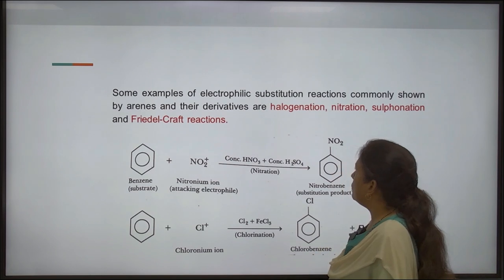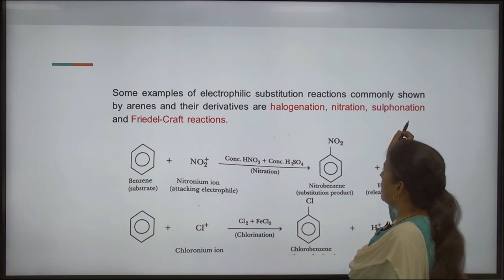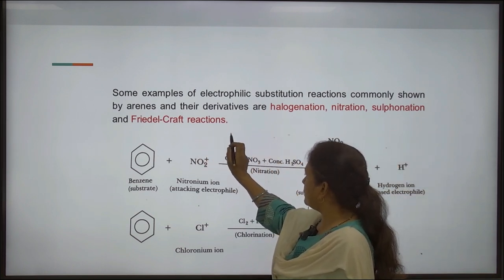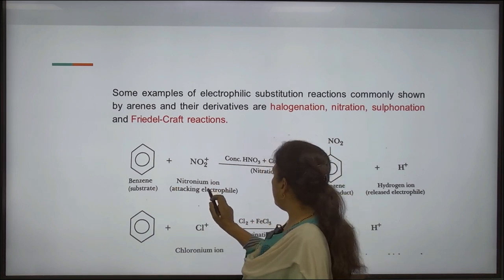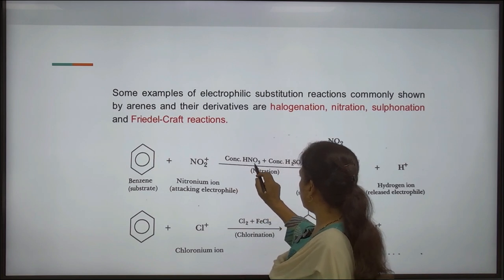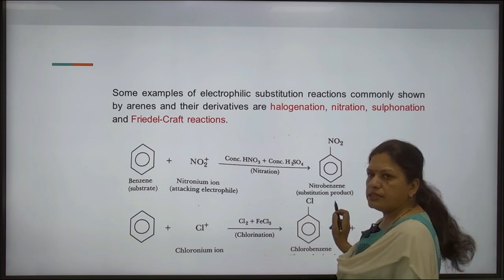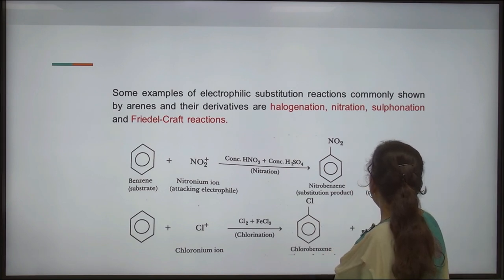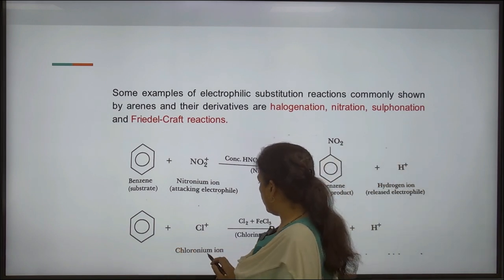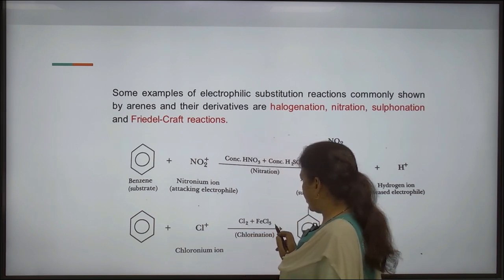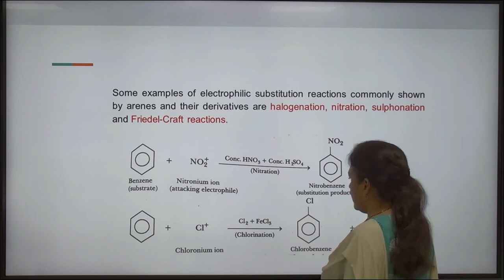Some examples of electrophilic substitution reactions are halogenation, nitration, sulfonation and Friedel-Crafts reaction. In this reaction, benzene reacts with nitronium ion in the presence of concentrated nitric acid and concentrated sulfuric acid and gives nitrobenzene and releases hydrogen ion. And in this reaction, benzene reacts with chloronium ion in the presence of chlorine and ferric chloride, gives chlorobenzene and releases hydrogen ion.